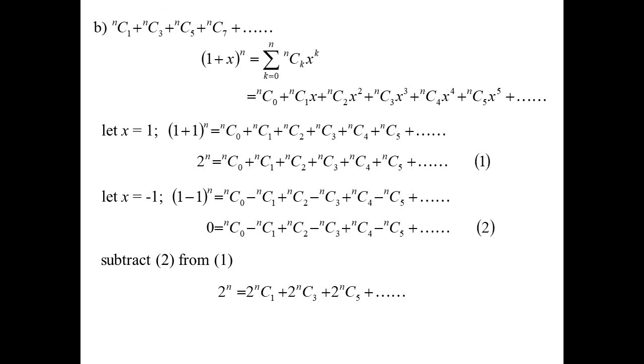Divide both sides by 2, and there we have it. All of the odd coefficients add up to be 2 to the power of n minus 1. Had the question asked for the even coefficients, I would have done exactly the same thing, except instead of subtracting, I would have added, and that would have eliminated the odd ones. Now, k nCk. Let's start with the binomial theorem, and let's compare what we got.